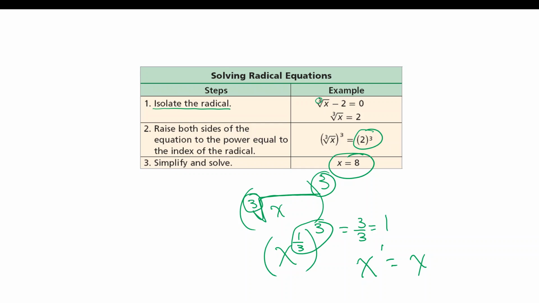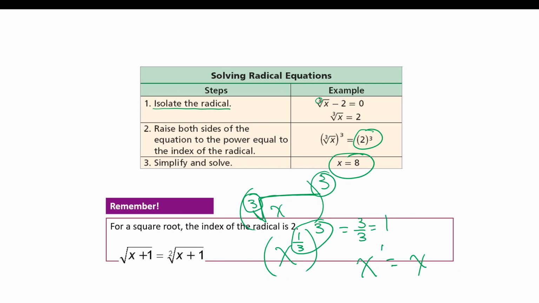Okay, so let's keep going. Remember, for a square root, the index of the radical is 2. So understood, 2.